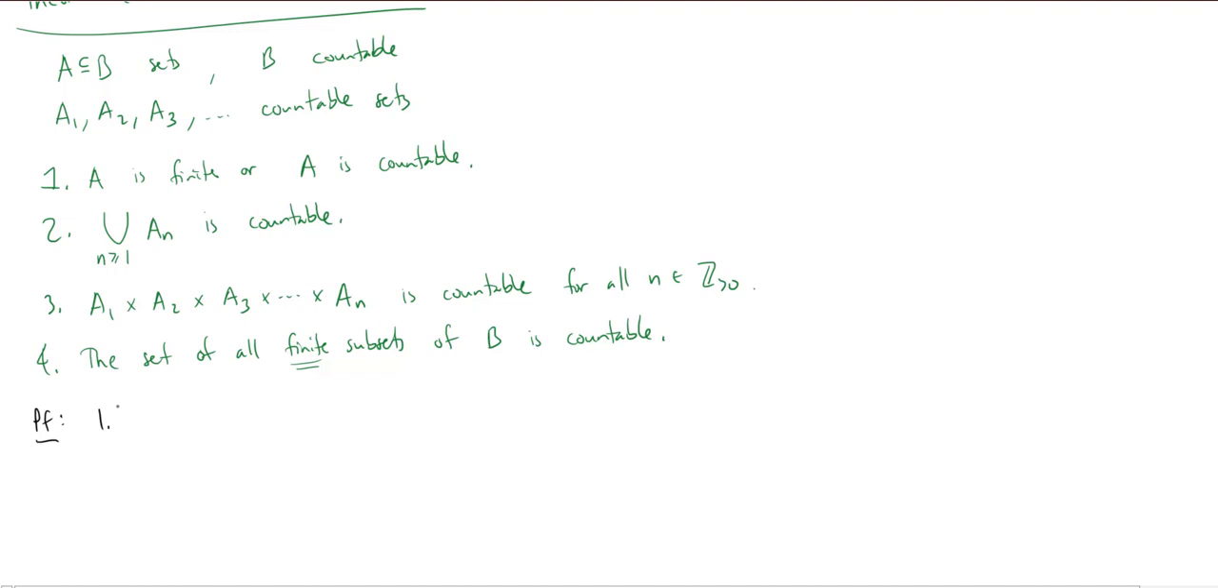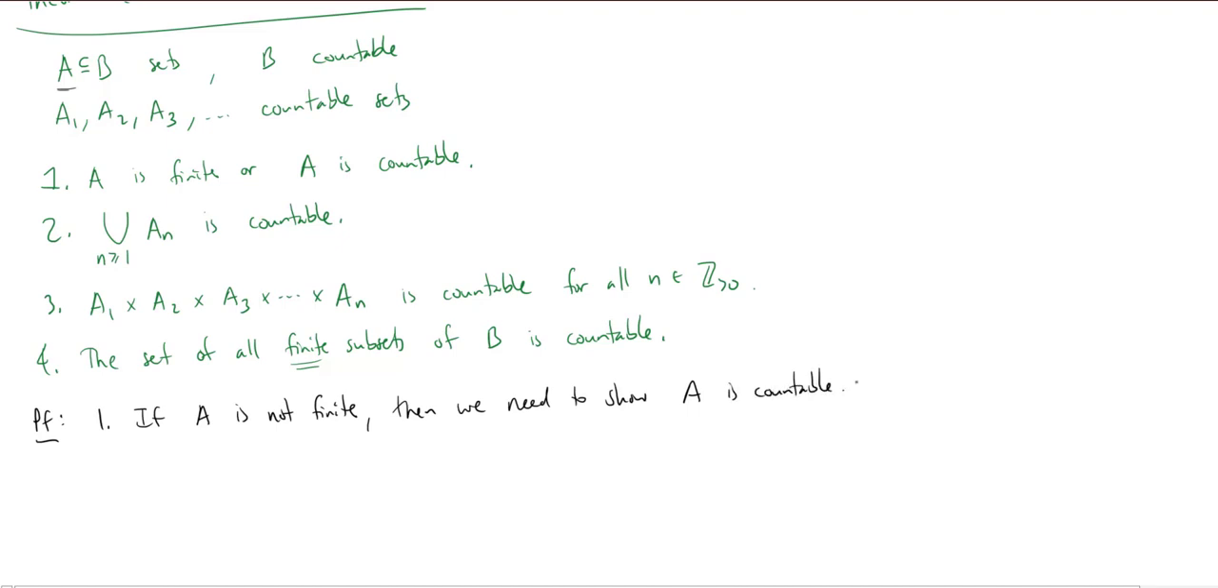Okay, so first, we have a countable set B, and we have a subset A, and we want to prove that A is either finite or countable. Well, A could be finite, right? So if it is finite, we're done. So we might as well just assume A is not finite. So if A is not finite, then, of course, we need to show it's countable.